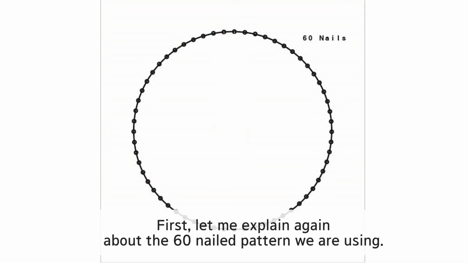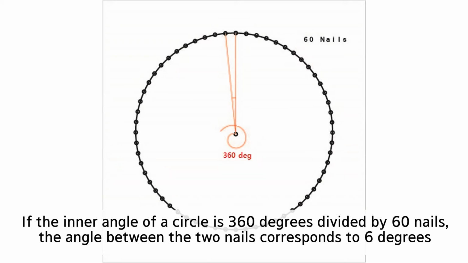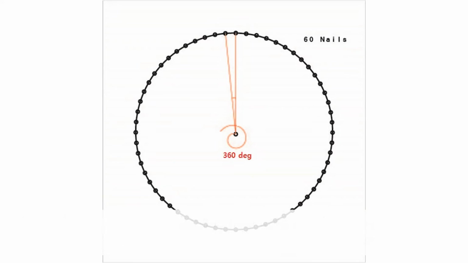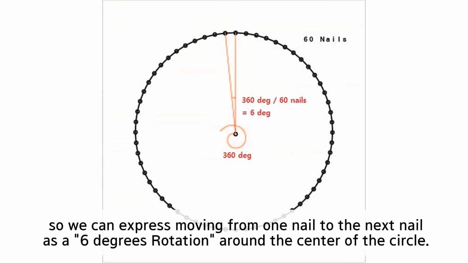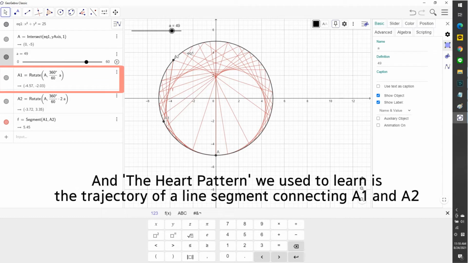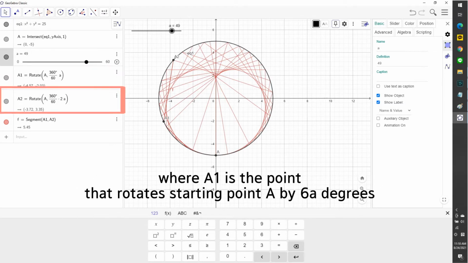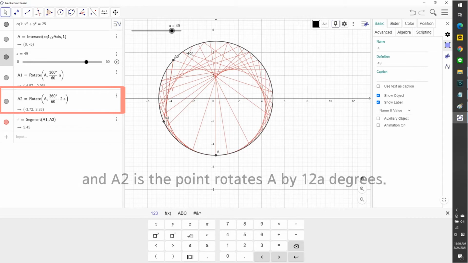First, let me explain again about the 60-nail pattern we are using. If the inner angle of a circle is 360 degrees divided by 60 nails, the angle between the two nails corresponds to 6 degrees. So we can express moving from one nail to the next nail as a 6-degree rotation around the center of the circle. And the heart pattern is the trajectory of the line segment connecting A1 and A2, where A1 is the point that rotates starting point A by 6 degrees and A2 is the point that rotates A by 12 degrees.